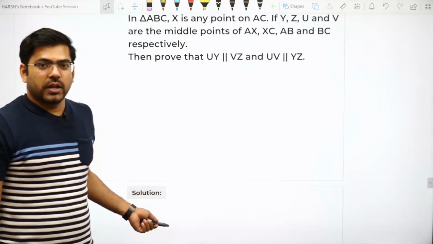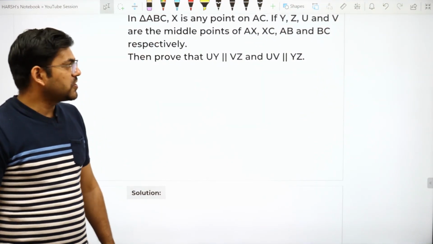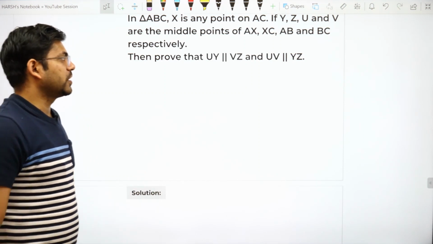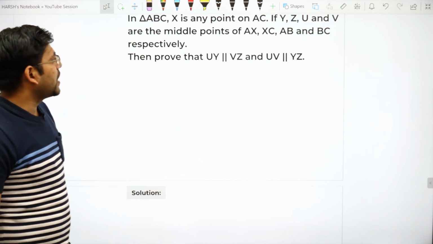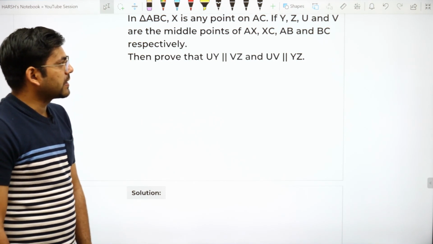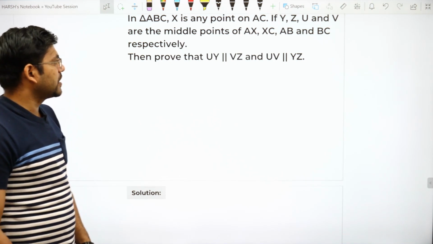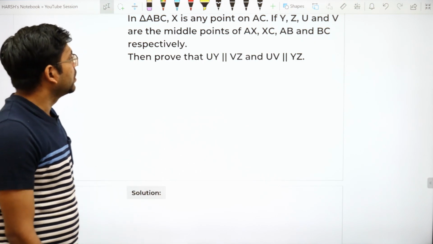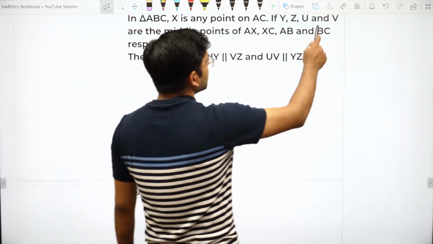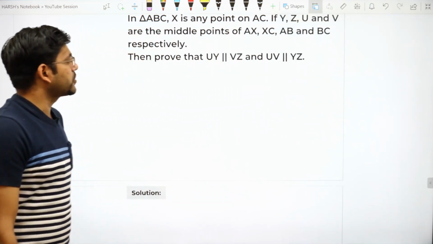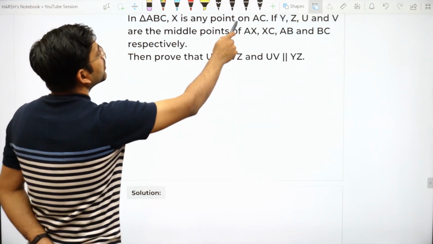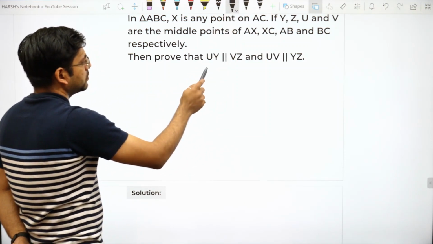Here goes another question. In triangle ABC, X is any point on AC. If Y, Z, U and V are the middle points of AX, CX, AB and BC respectively, then prove that something. First of all, I think that it is a different question, so I'll just draw a diagram for you all first. Let's draw a diagram.